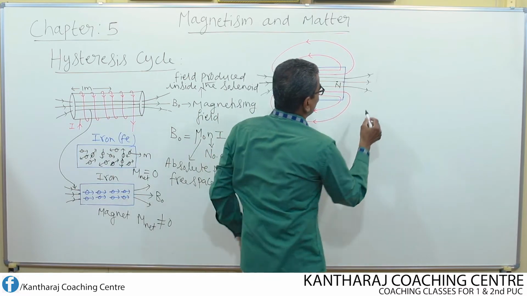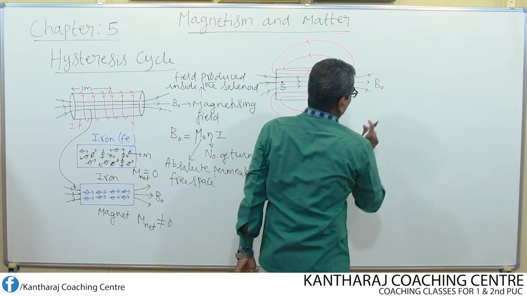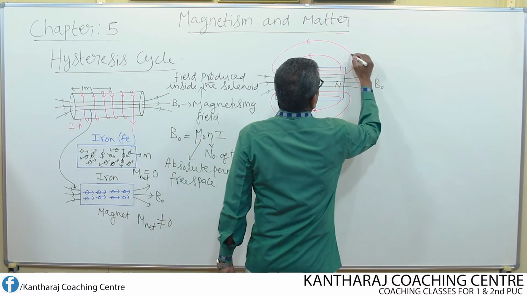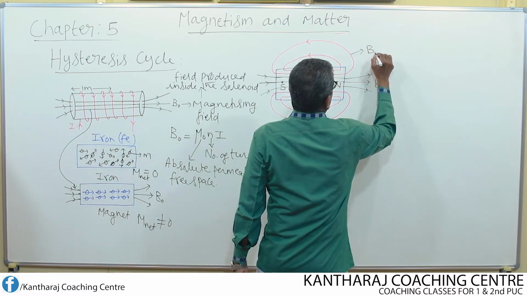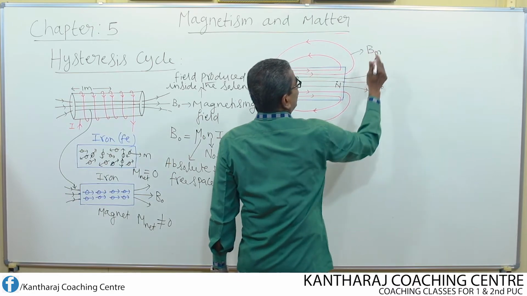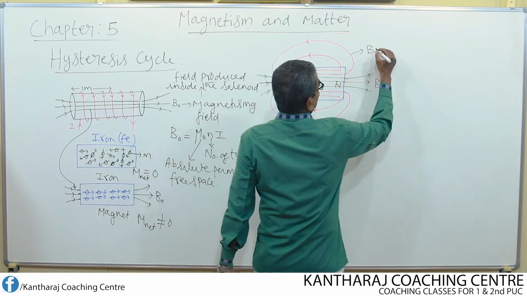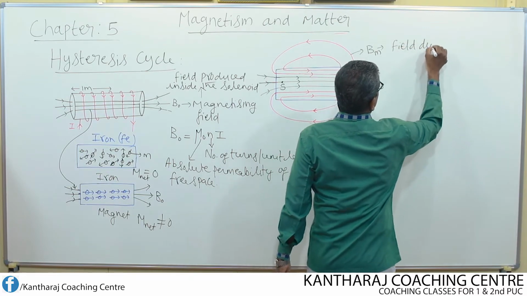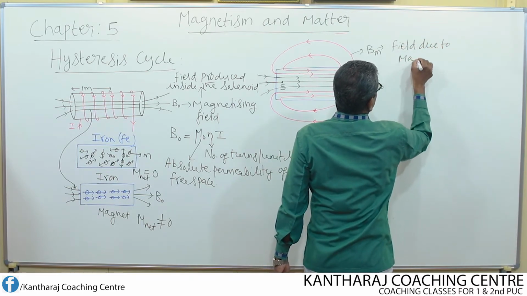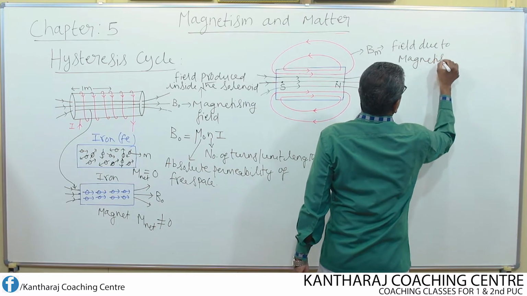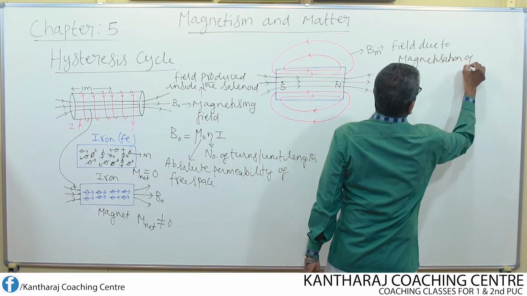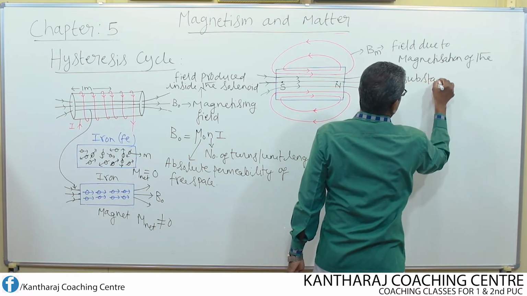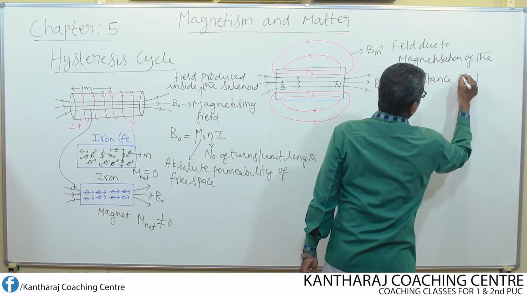So this is nothing but the magnetizing field B naught due to the solenoid. What about this? This is nothing but the magnetic field produced due to magnetization of the substance. So Bm is nothing but the field due to magnetization of the substance. Substance here means iron.